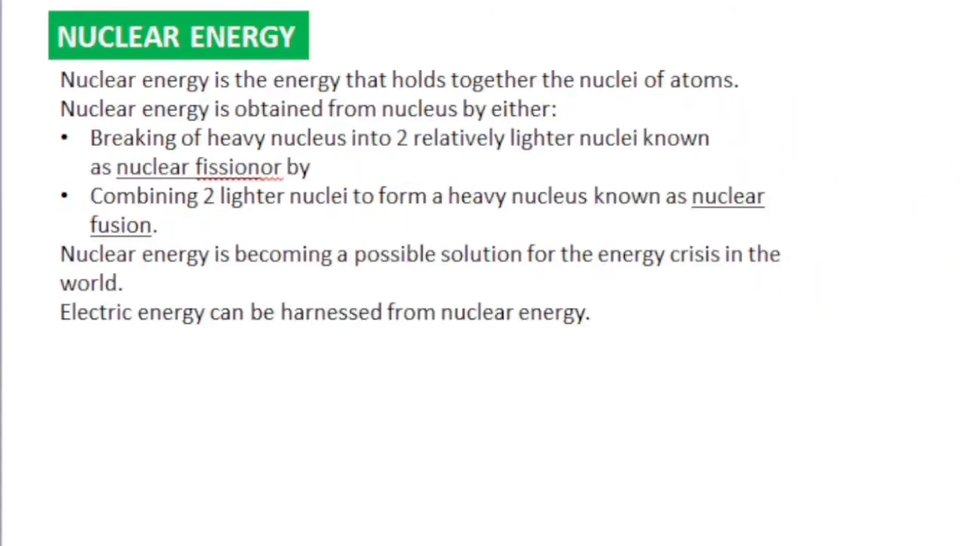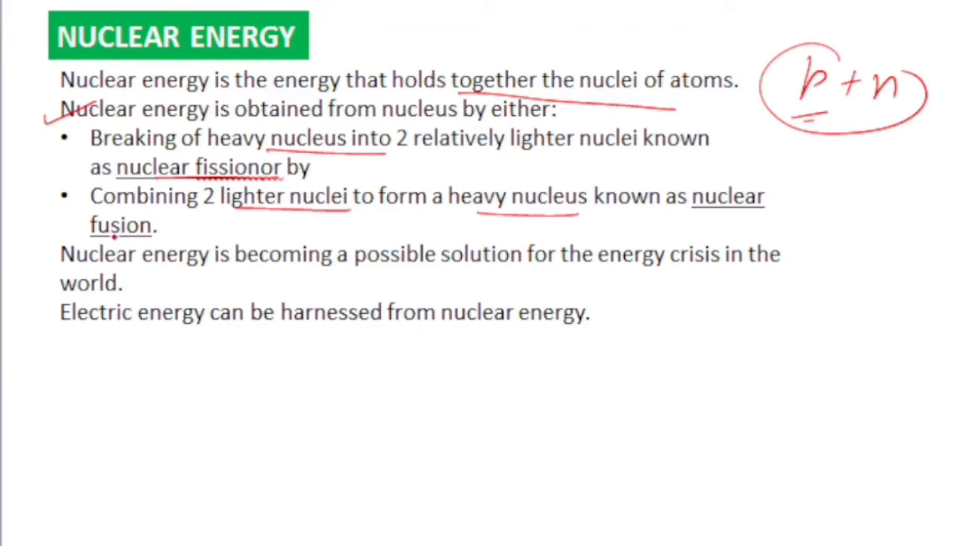Then the next topic is nuclear energy. What is nuclear energy? You know, nuclear energy is the energy that holds together the nuclei of atoms. Nuclei of atoms means both protons and neutrons, both present inside the nucleus of an atom. So the energy required to hold these together inside the nucleus of an atom is called nuclear energy. Nuclear energy can be obtained in two ways. First is breaking of a heavy nucleus into two lighter nuclei, and this process is known as nuclear fission. Another process is combining two lighter nuclei to form a heavy nucleus, and this process is nuclear fusion. In both these processes, nuclear fission and nuclear fusion, a large amount of energy is released. That is called nuclear energy.